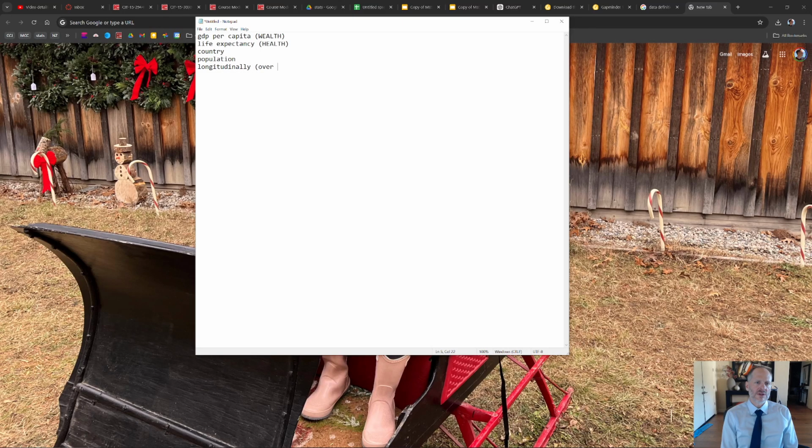So that means over time, from 1800 to today. I want to be able to see how this has changed over time. And I also want to be able to see regions. How does this vary within regions?